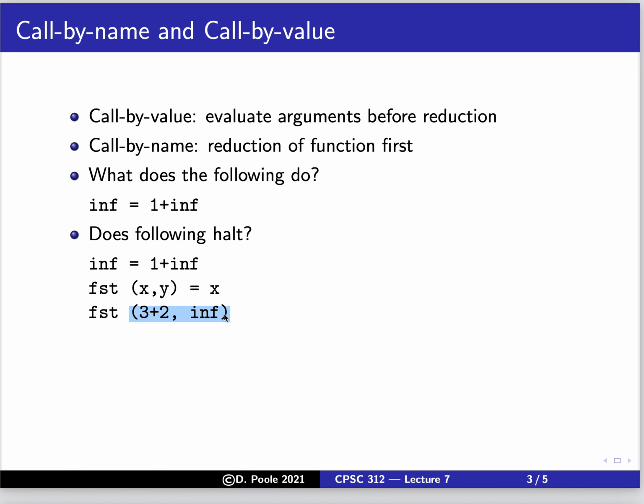If we didn't evaluate the arguments, we might not get into trouble. Okay, here's another example. Let's do square of x equals x times x.